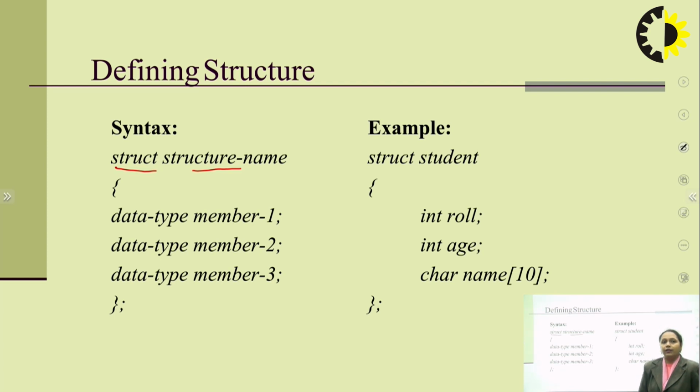For example, we are taking the example of student data. For student data, we are creating three different fields. One is roll number, second is age, and third is name. Roll number of a student is of type integer. Age is also of type integer. Next, name is of type character array. So while defining this structure, a record has been created, a data type has been created, which will include the roll number, age, and name of the student.